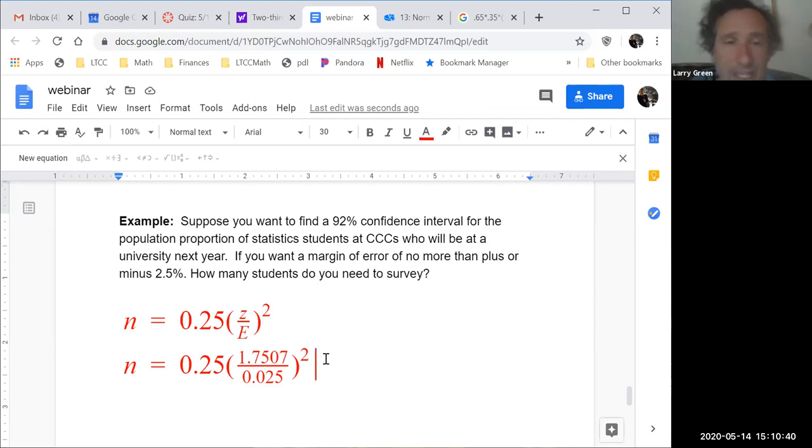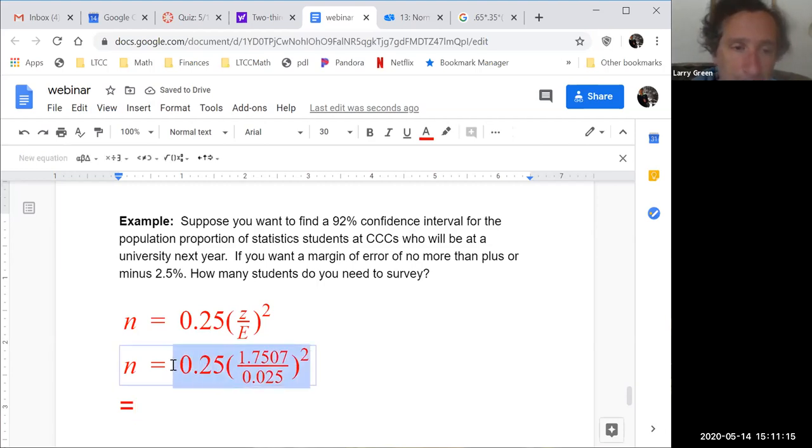What we just did is you said that we have a 92% inside, so that's 8% outside. Half of that is 4%, or 0.04. So that means that the low is -999, the high is unknown, the mean is 0, the standard deviation is 1, and the p is 0.04. And when you do that, you get 1.7507. All right, then what is that?